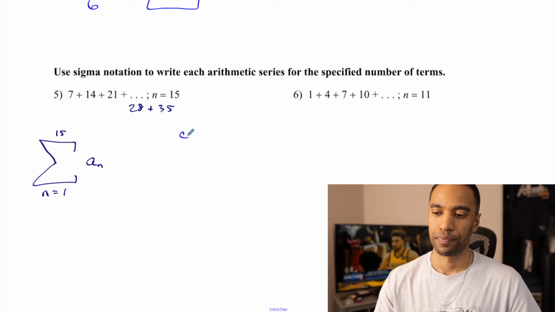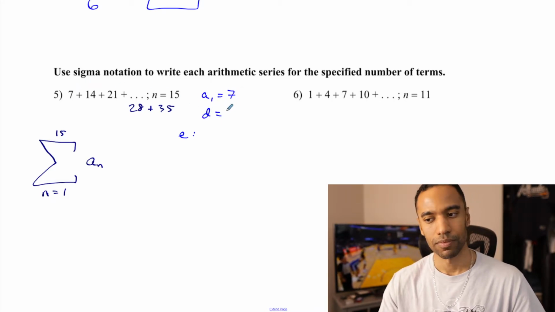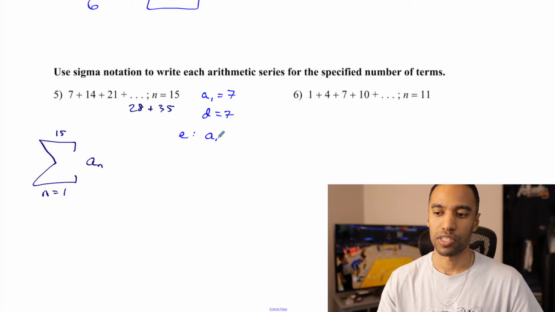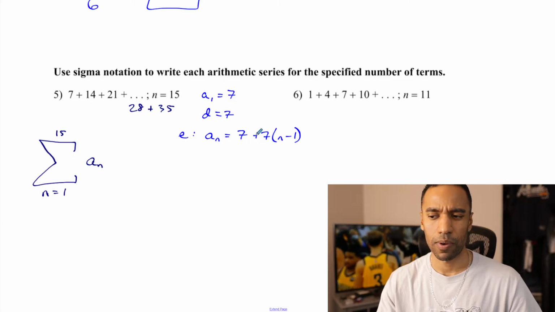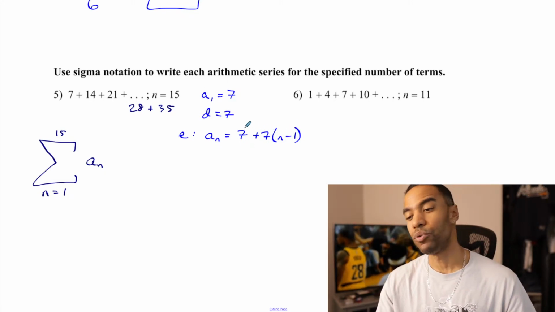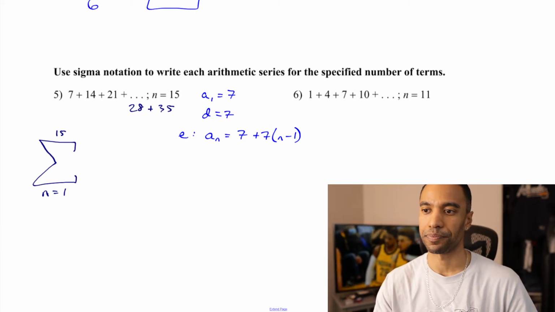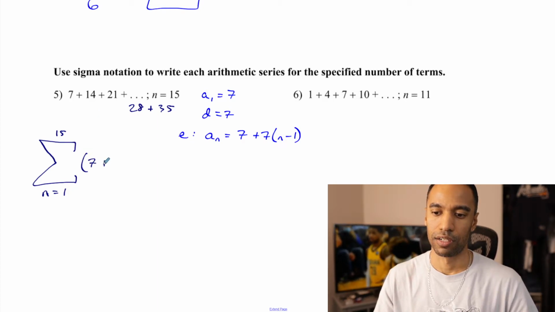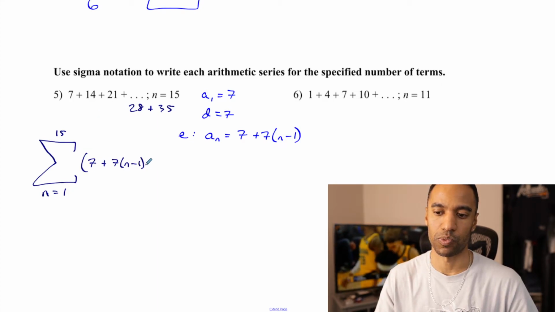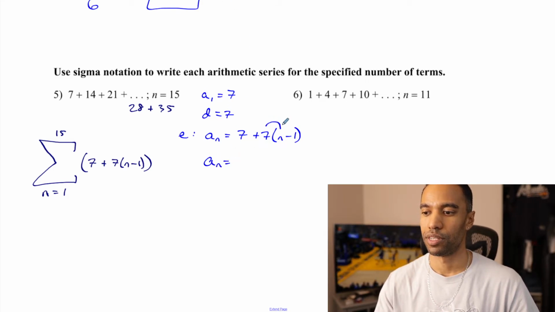So let's do that. To find the explicit formula, you need the first term, which is 7, and the common difference, which is 7. The explicit formula is a sub n equals 7 plus 7 times n minus 1. This kind of requires you know how to do arithmetic sequence stuff. Now, inside here, I'm going to write 7 plus 7 times n minus 1. If you'd like to simplify it, you could distribute this 7 here.